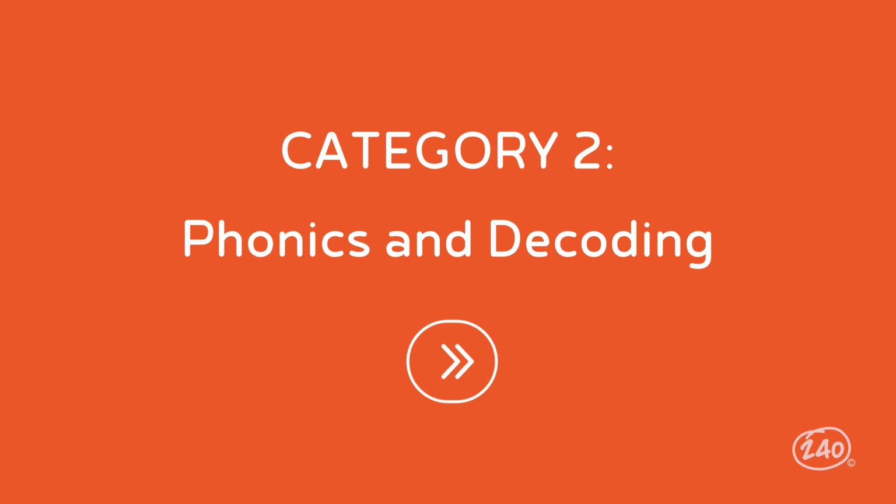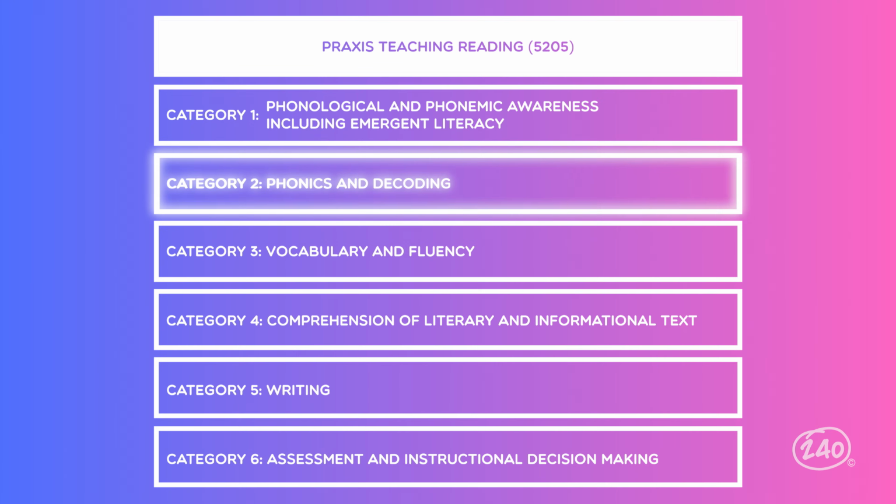Okay, now we've got the foundation. Let's see what students are ready to learn next. The second category is phonics and decoding. This is when we get into the nitty-gritty of how exactly to teach kids to read words on their own. There's a lot to know, but I'm going to help you tackle it.